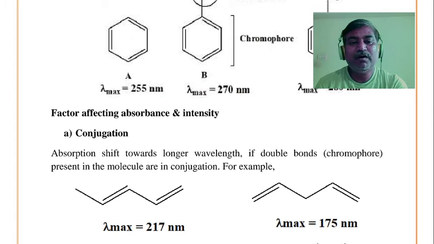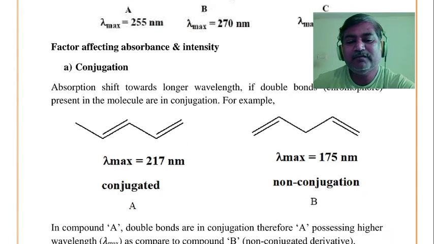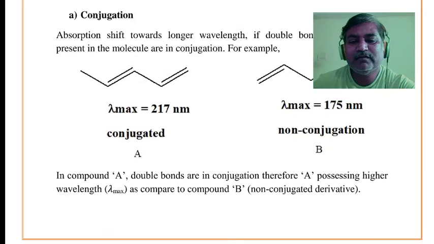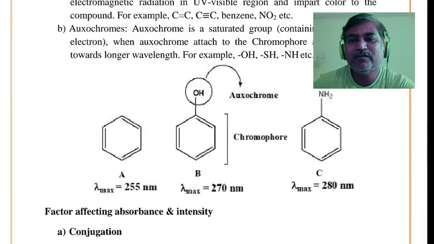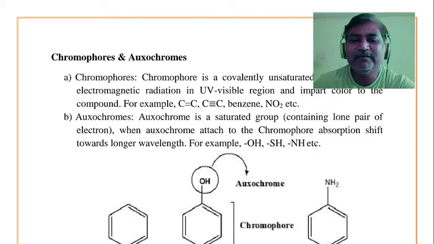So those compounds which are showing conjugated system, that is double bonded system in conjugation with each other, the absorption shifts towards longer wavelength. They show higher wavelength, and if the double bond system is not present in conjugation with each other, the lambda max value is less. That is, A is the conjugated system and B is the non-conjugated system. Okay, hope that you understand this point and it is easy to understand.